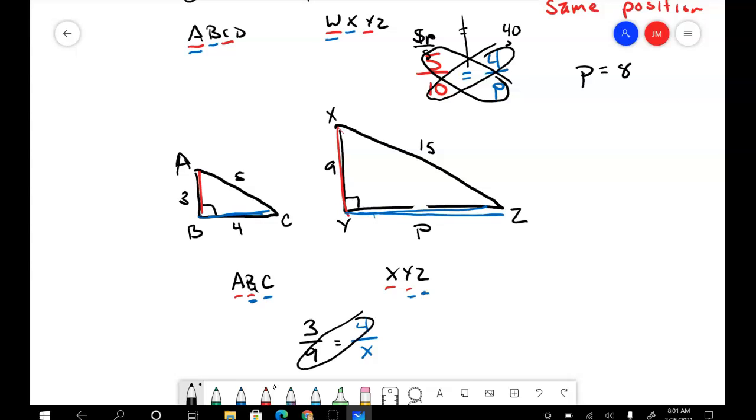4 times 9 is, I'm going to do it right here to the side, 36 equals 3 times X. I draw my line to get two separate sides. I divide by 3 on both sides. I get X equals 12. So my P value is 12.